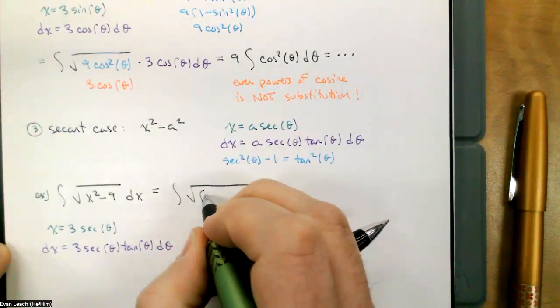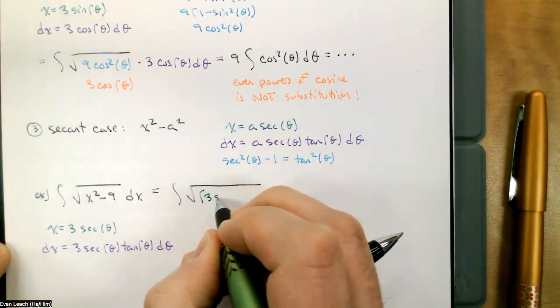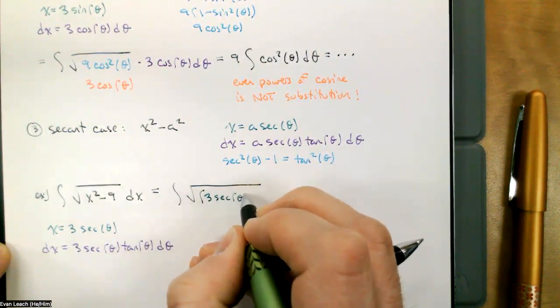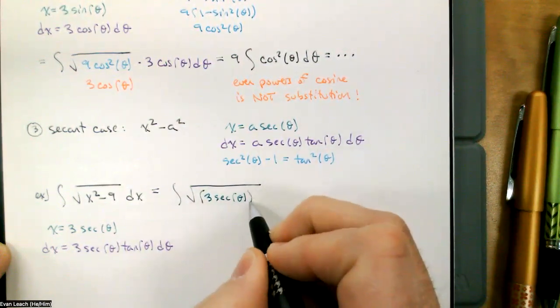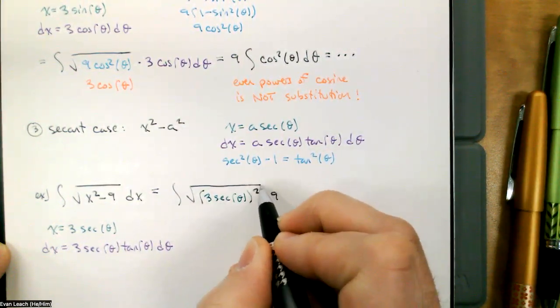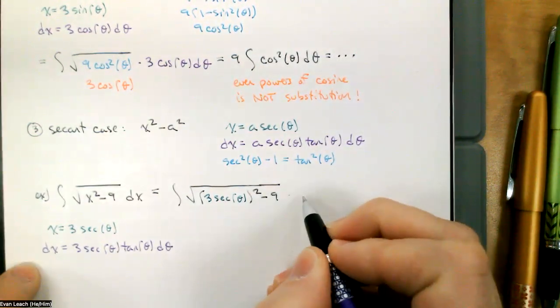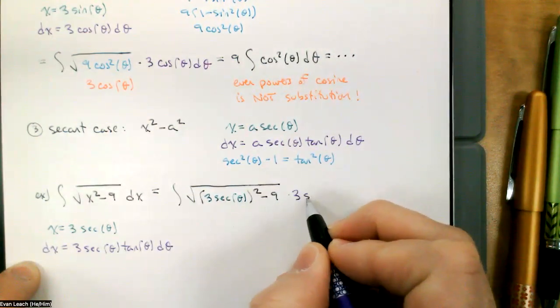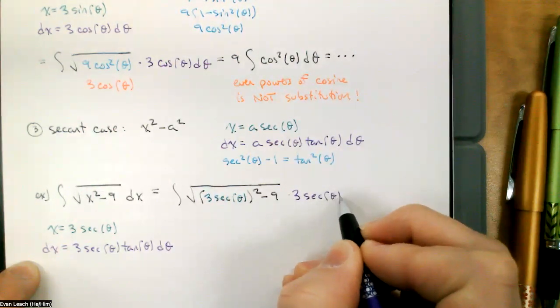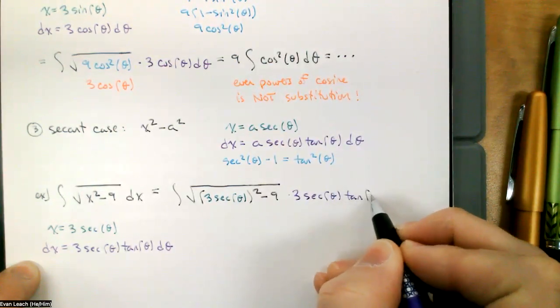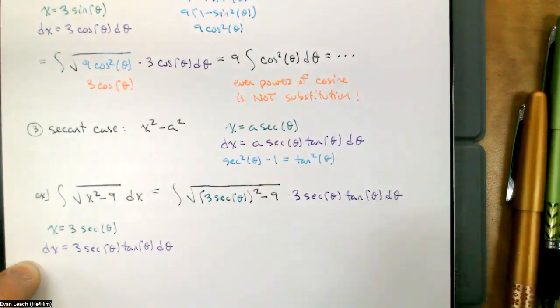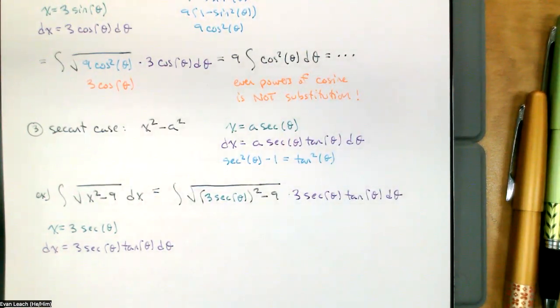So here the x is going to be 3 secant theta. And because of substitution, the dx has to go as well, and that will be replaced with 3 secant theta tangent theta d theta. We have made our substitutions. This is our first stop in the theta integral.